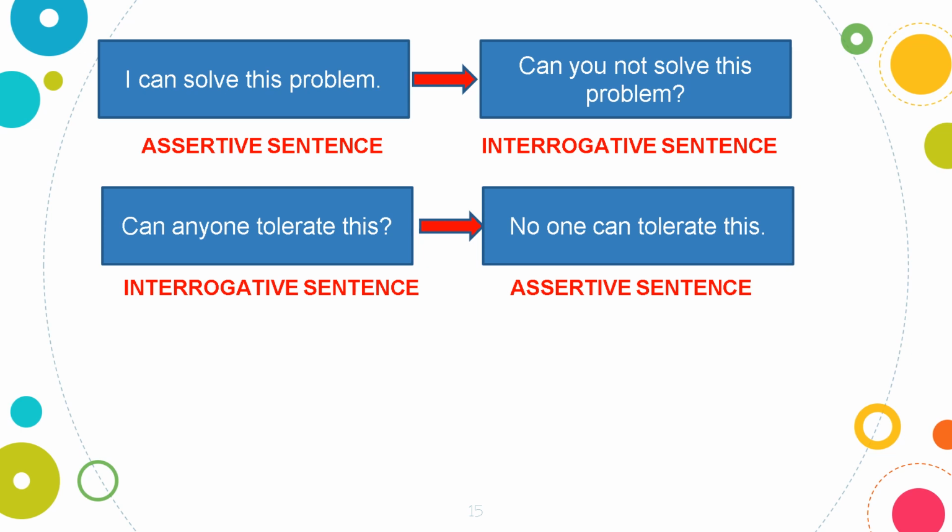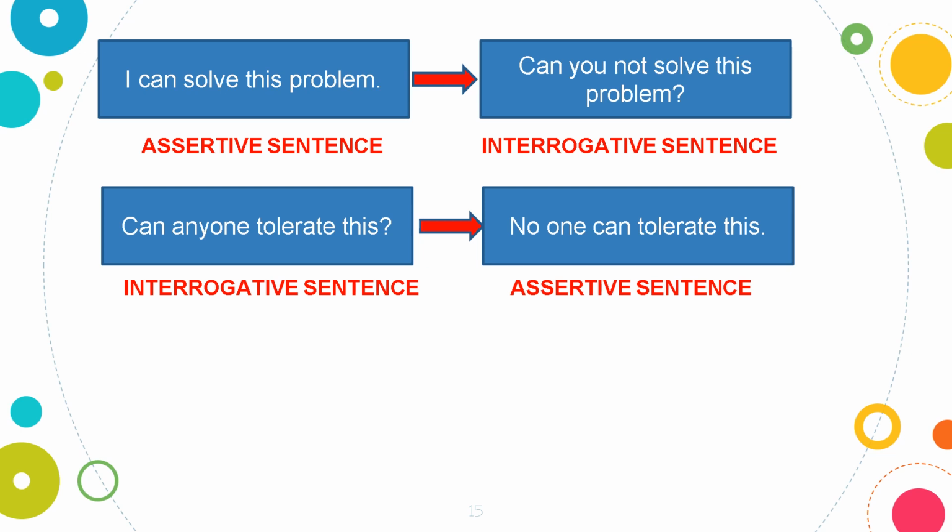So now let us look at few more examples. I can solve this problem. This is an assertive sentence. And now when you want to change it into an interrogative sentence, the sentence becomes, can you not solve this problem? So here, I can solve this problem is an assertive sentence which does not have the word not. But when you have to change it into an interrogative sentence, which is a question, you first need to change it into a negative sentence. That is why you will add the word not. So the sentence will become, can you not solve this problem?